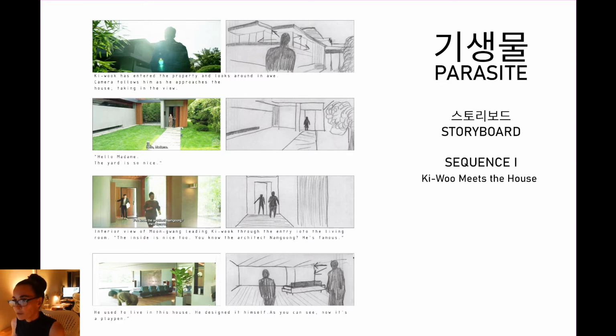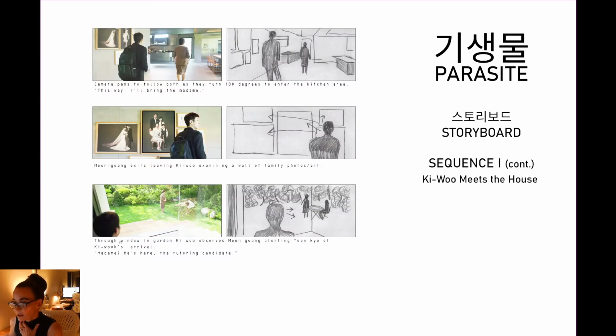In my opinion, the romance in the story is between the poorer characters and the wealthy family's house. The two scenes that I chose to storyboard both address this reverence towards the house. The first is where we are introduced to the house for the first time as Ki-woo meets it. He's awed by the sun-washed front yard as he climbs up from the street level, and he's welcomed by the housekeeper who introduces him to the house.